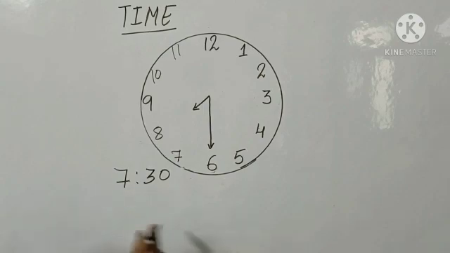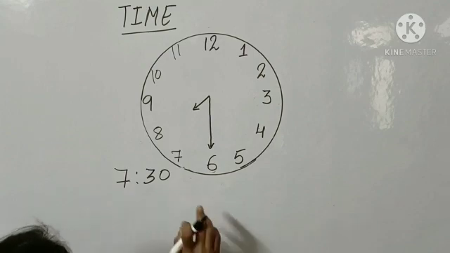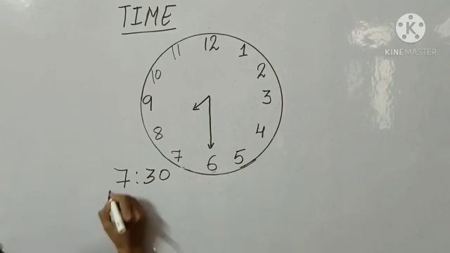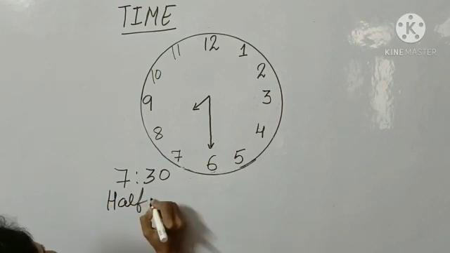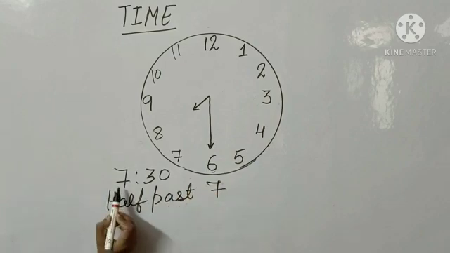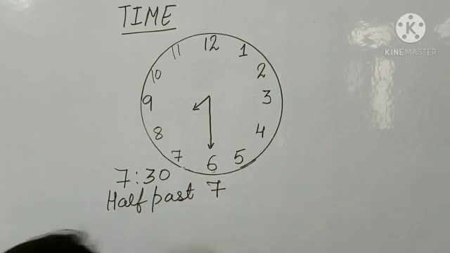But there is one special way also to write this particular time when the minute hand is at 6. When the minute hand is at 6, I can write the time half past 7. The 7 I am taking from here only. Yes, half past 7. Half past.